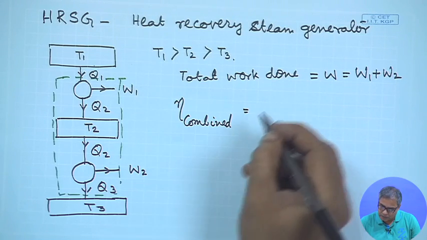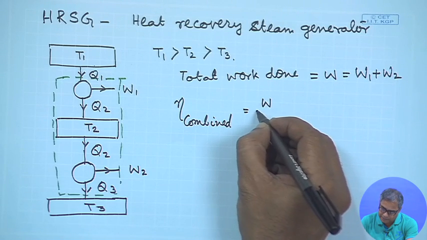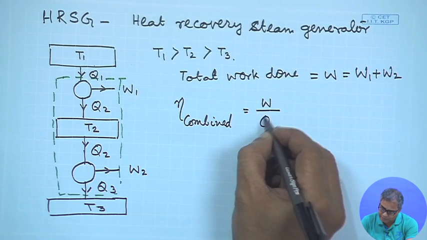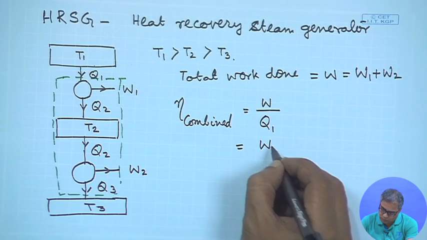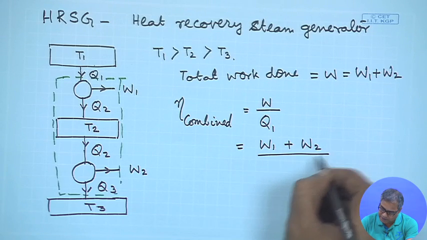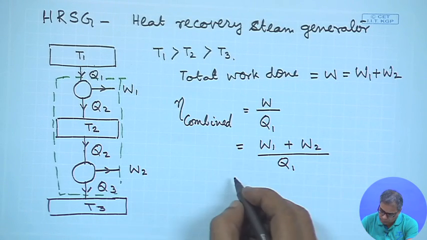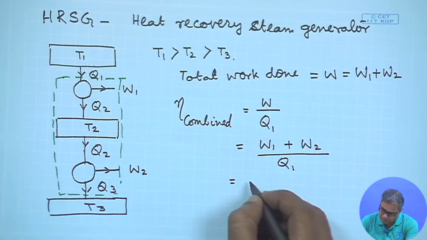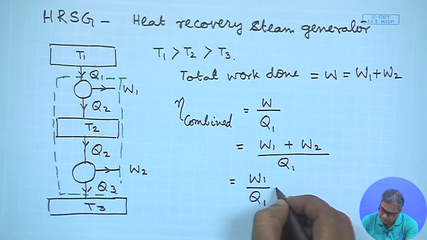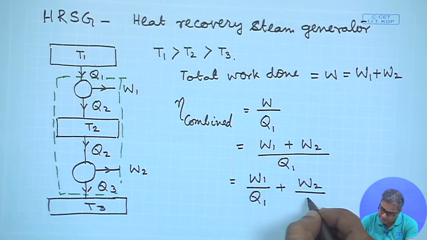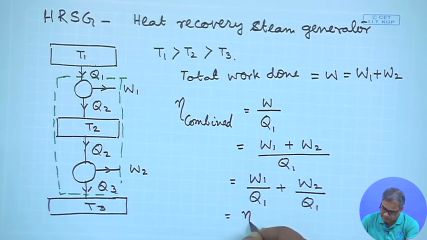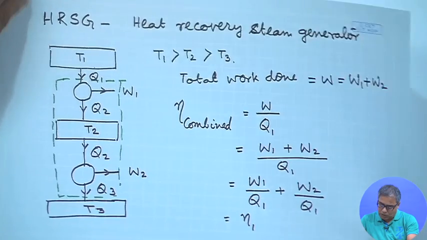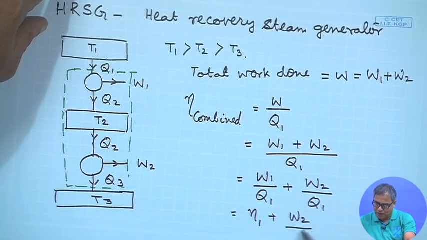that is equal to, again, W by Q1, that is the thermal energy we are taking, and that is equal to W1 plus W2 divided by Q1. So, one can write, this is equal to W1 by Q1 plus W2 by Q1. W1 by Q1 is nothing but the efficiency of the first cycle or topping cycle, that is equal to eta 1 plus W2 by Q1.